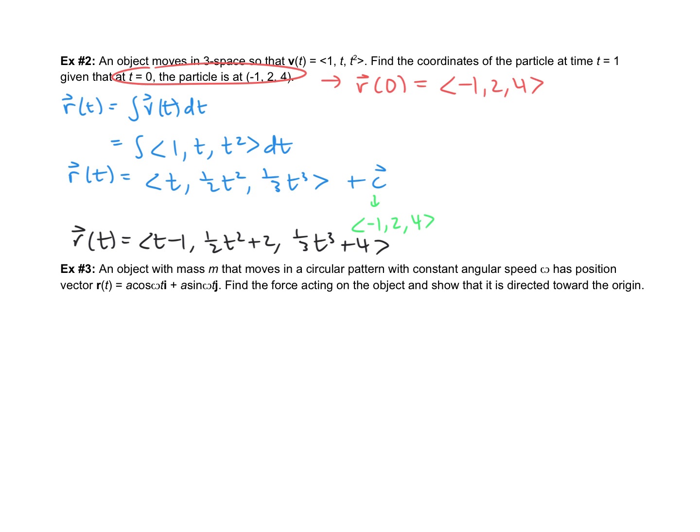So we want to know, though, what is the position of the particle at time 1. If we substitute in 1, we're going to get 0, 5/2, 13/3. But then pay attention to what your answer needs to look like. Find the coordinates of the particle. The coordinates of the particle are not a vector. It's going to be a point. So it becomes the point (0, 5/2, 13/3).